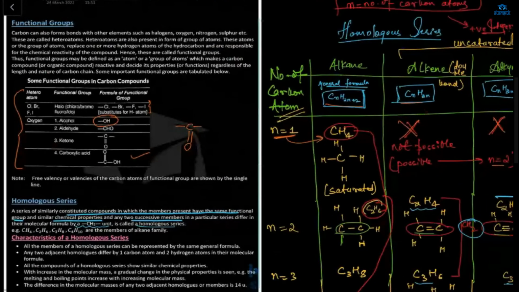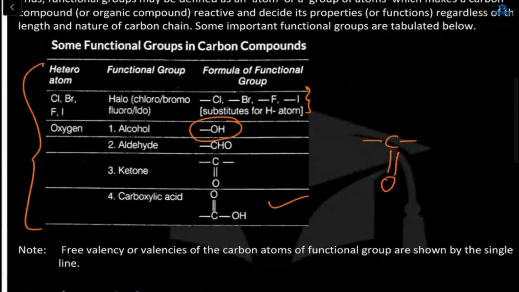Okay. So did you understand today's lecture? Any doubt anywhere? Safia, Rudra, and Roshni. And you have to remember these also: the functional groups of alcohol, aldehyde, ketone, and carboxylic acid.